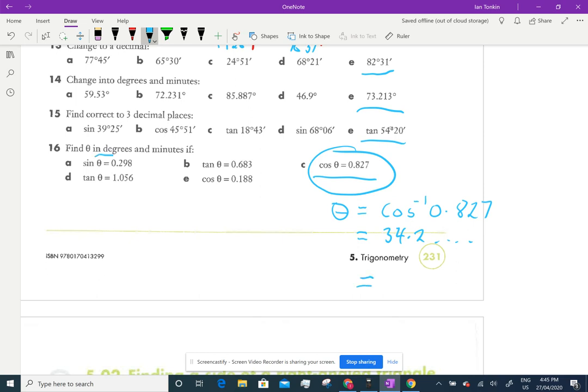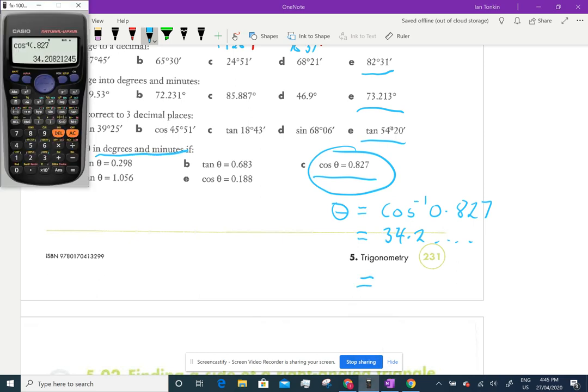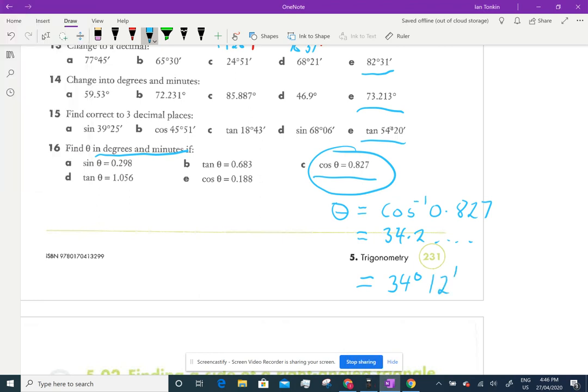But we want it in degrees, minutes, and seconds, so we are very fortunate. We have our bubble button, and it's 34 degrees, 12 minutes, 29.54 seconds. They only want it in degrees and minutes, so I've got to stop here. Is that 30 or more? No. So I'll leave it alone. 34, and by the way, that's a double dash, 34 degrees, 12 minutes.